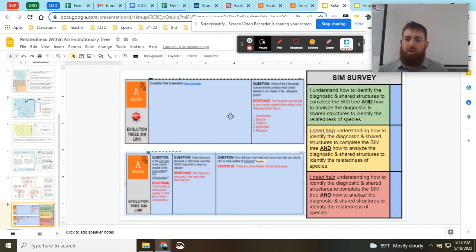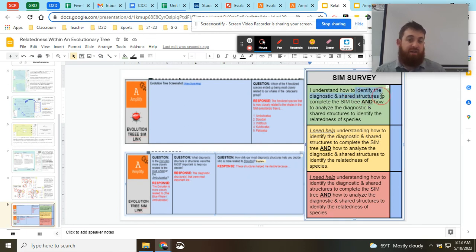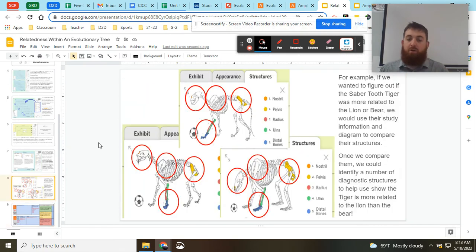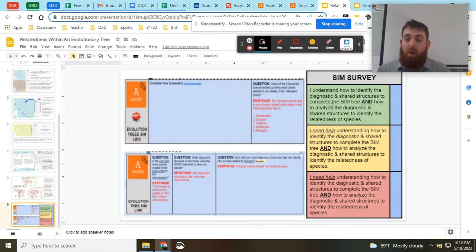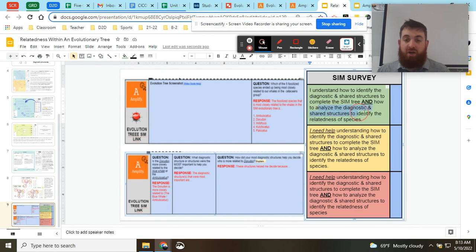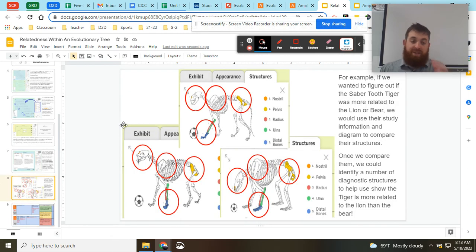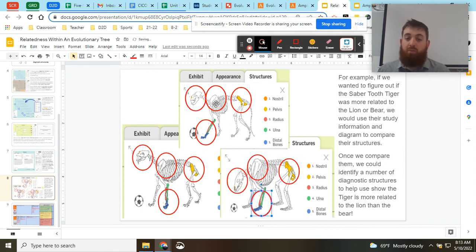So, for our survey, we're looking at, do you understand how to identify the diagnostic and the shared structures in our sim? So that would be the diagnostic structures like the teeth compared to the shared structures like the shoulders and the hips and the legs. And you understand how to analyze those structures to identify the relatedness. So, for example, we would know that our saber-toothed tiger is more related to the lion because of those diagnostic structures. We know they're related to the bear because they have these shared structures, but they're more closely related to our lion.